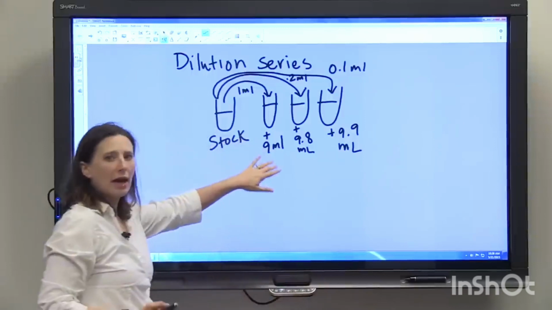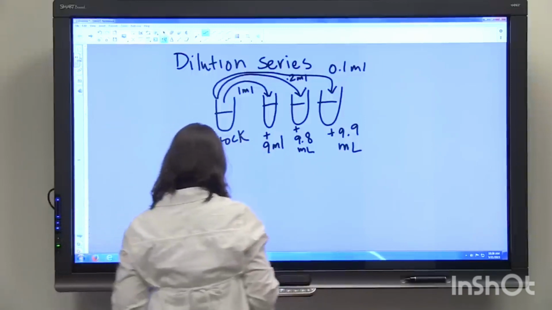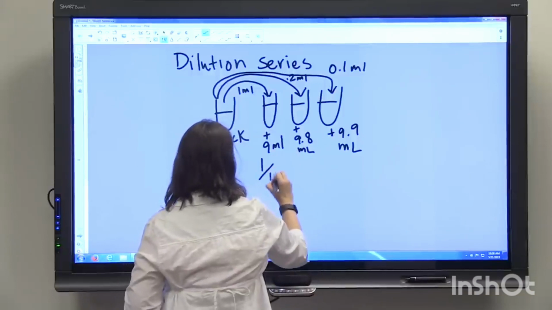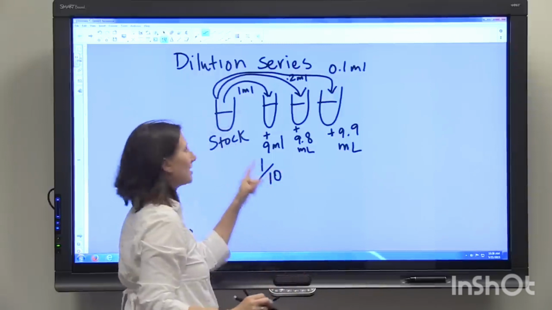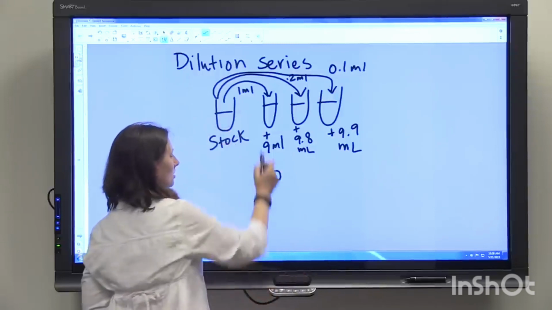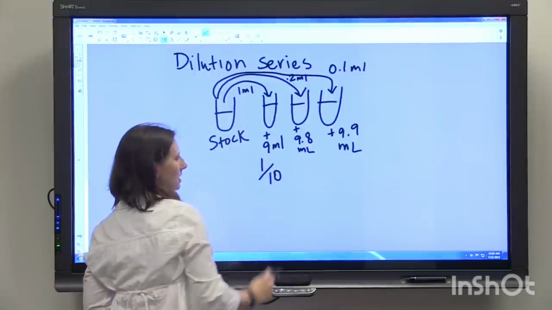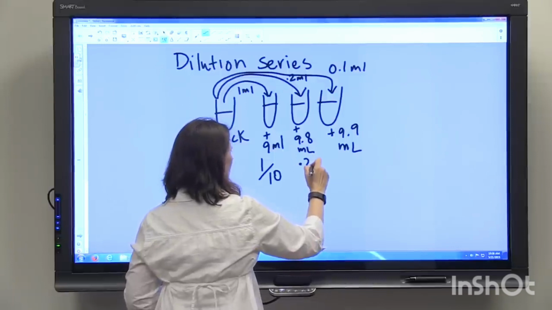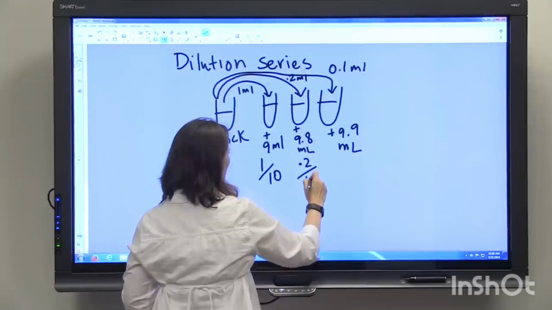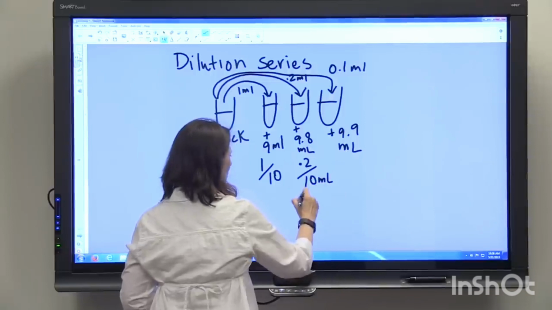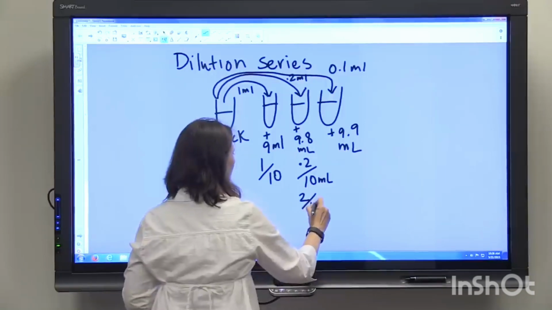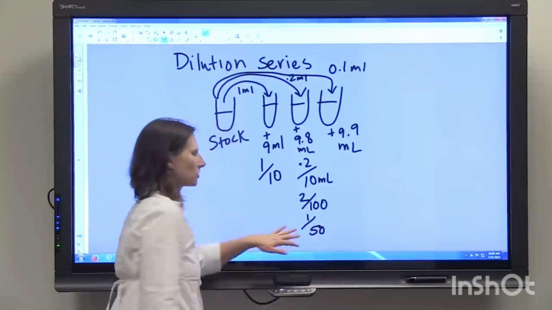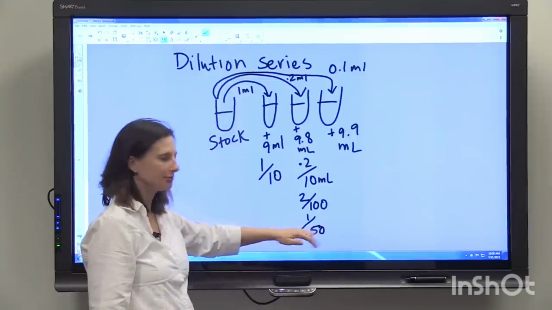So let's take a look at what doing that has done to our concentrations. We're going to have 1/10 of our stock concentration because it's 1 ml in 10 mLs total. In the second test tube, we have 0.2 mLs out of 10 mLs total. So we can also look at that by moving the decimal point, 2 out of 100 or 1 out of 50. So that gives us a 50th dilution.